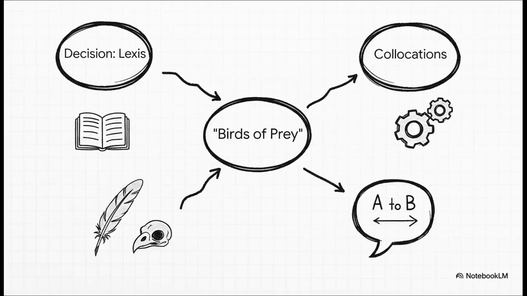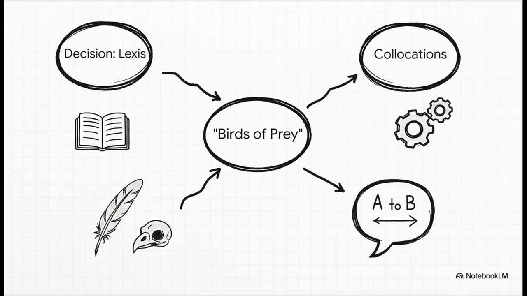And this is where it gets really interesting. Because we've decided it's a lexis lesson, we can go way beyond just teaching a list of random words. For instance, we can teach a lexical set. That's a group of words all about the same topic, like eagles, hawks, and falcons. Or we can teach collocations, words that just naturally go together, like keen eyesight or strong talents.